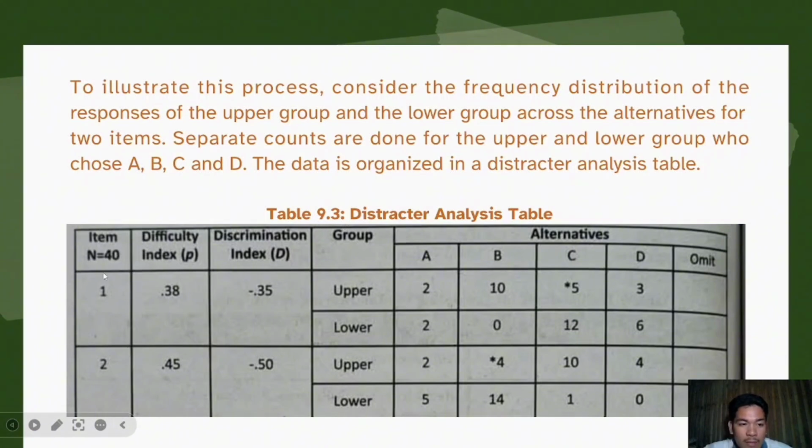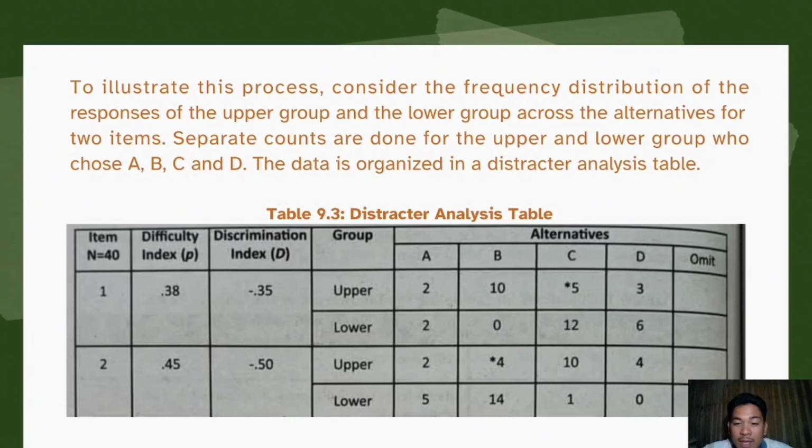We have here two items. For example, in item 1, the difficulty index is 0.38 and the discrimination index is 0.35, and it is split into two groups, the upper and lower groups, and we have here the four alternatives, A, B, C, and D. So, for example, in the upper group, the keyed option in the alternatives is the letter B. So in the upper group, the majority of the students choose the best answer or the correct answer, letter B.